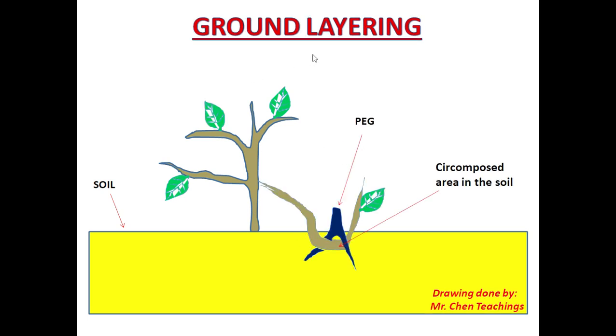Alright, so this is a diagram showing ground layering. So this is a plant here. The yellow structure is the soil. So please note that the stem that you want to grow roots, it is pegged in the soil. And the roots will grow right here. Alright, so that's the difference between the two types of layering.